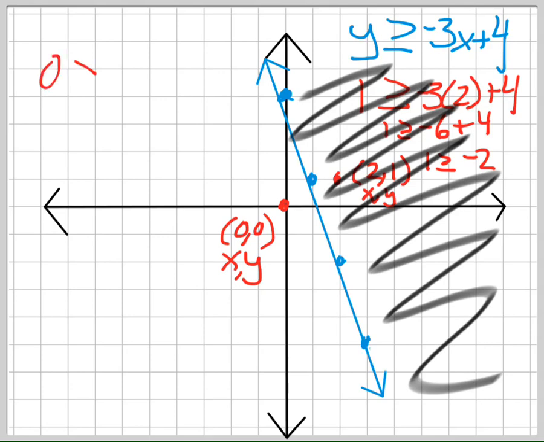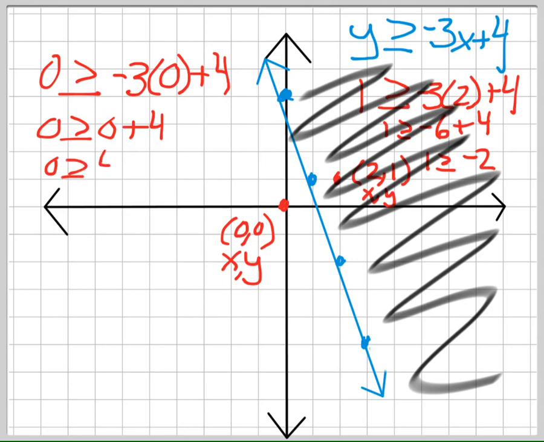So I'd get 0 greater than or equal to negative 3 times 0 plus 4. Simplify that, I get 0 greater than or equal to 0 plus 4, 0 greater than or equal to 4. That's false. That is not true. 0 is not greater than or equal to 4. So that means all of the points on the left side of the line are not true. All of the points on the right side of the line make this true.